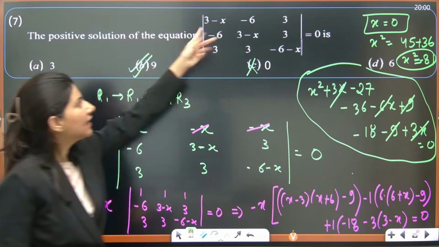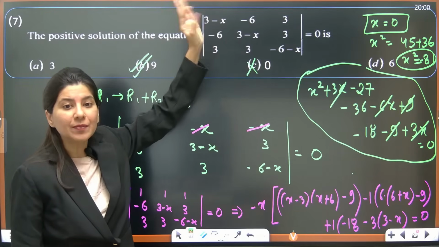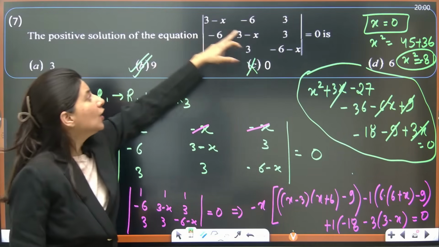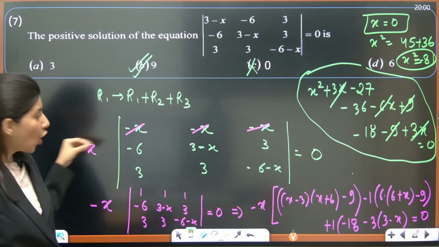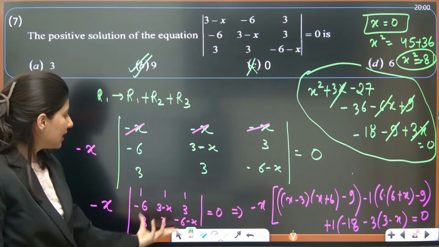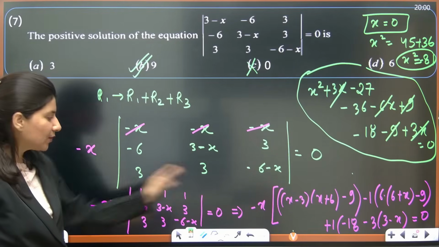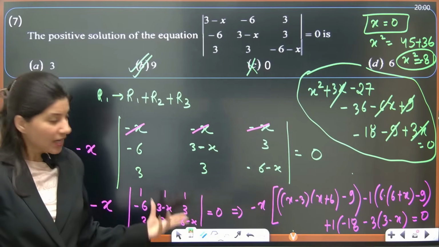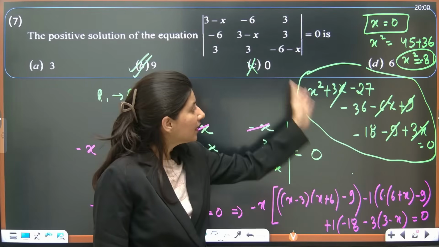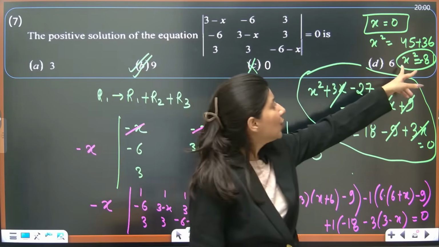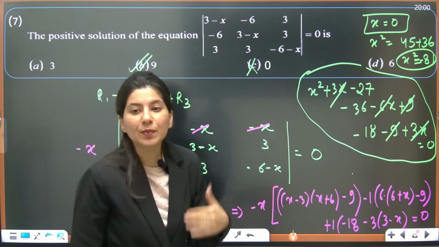First thing, understand that first operation which I can clearly see is row 1 goes to R1 plus R2 plus R3, so that row 1 is having minus 6 everywhere. If you take minus 6 common, what you're going to get is 1, 1, 1 and rest everything will be same. What I'm trying to say is open it right away. Minus x equals to 0, x equals to 0 is one solution. Now open it right away. If you open it, you will get this. And if you solve it, you will realize everything is getting cancelled out. You are getting x square is equals to 81. The correct answer will be x equals to plus minus 9.